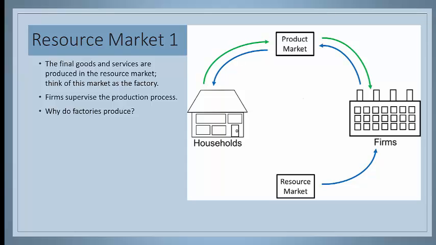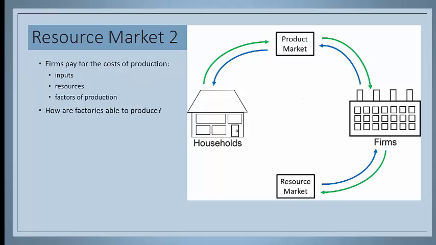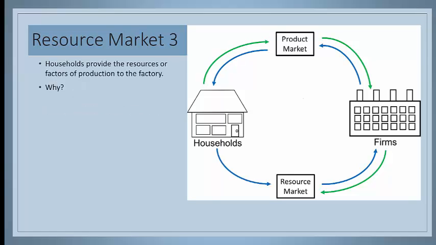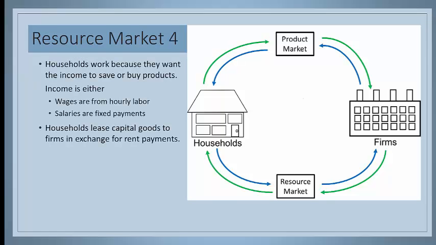Why do factories produce? Factories produce because the firms pay the cost of production. How are factories able to produce? Households provide the land, labor, capital, and entrepreneurial ability to the factor market. Why? To earn income, rent, profits, and dividends, which they can either save or spend.